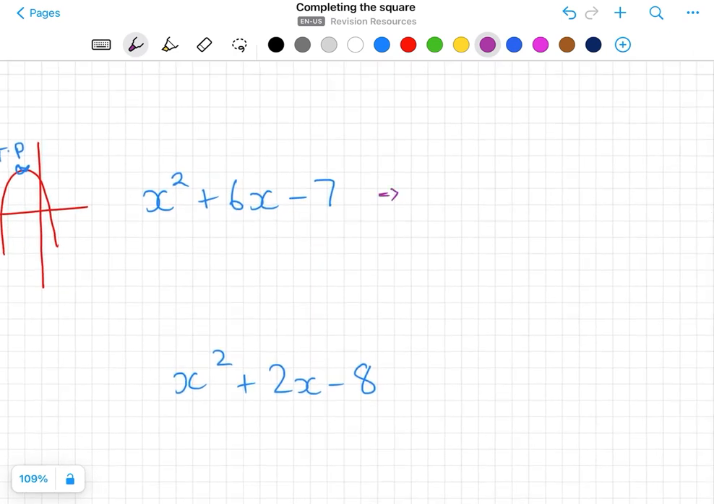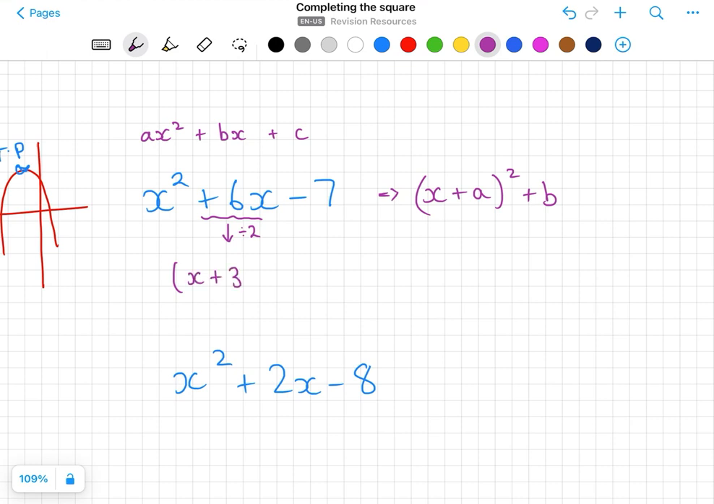First, we look at the equation x squared plus 6x minus 7, and we want to write this in the form (x plus a) squared plus b. Our first step is looking at the b coefficient, where a is the coefficient in front of the x squared, b is the coefficient in front of the x, and c is our integer coefficient. So step 1 is to divide by 2, leaving us with (x plus 3) squared.